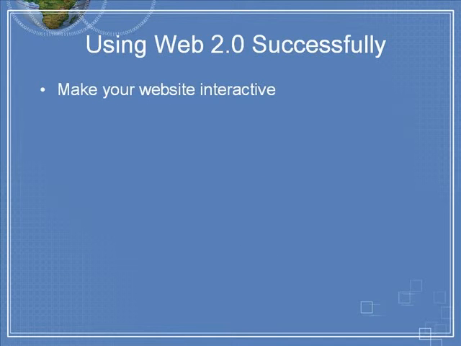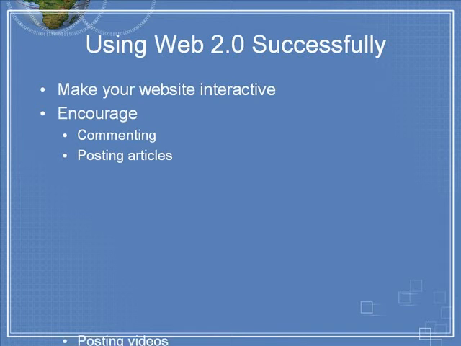Well, firstly, you've got to have a Web 2.0 site. Now, that's fairly obvious, but you've got to make your website interactive. You've got to encourage your visitors to interact with you. So you've got to encourage commenting. Get them to comment on your blogs. Start dialogues with them on the blogs. Get them to post articles. Some social networking sites allow you to post articles or to post blogs. Encourage them to do this, and particularly, tell them the benefits of it.